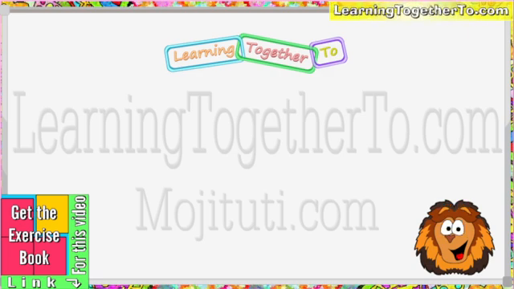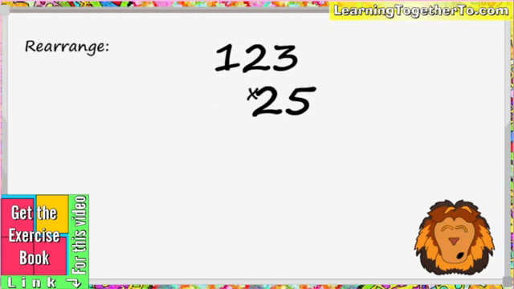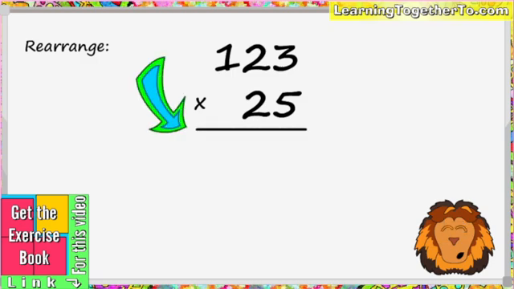Eric, let's find out what 123 times 25 is equal to. Eric, let's first rearrange the numbers. We might want to imagine a 0 in front of 25 in order to line it up correctly, but we don't need to write down the 0. Just remember to make sure that the columns are lined up. Eric, now we draw the line under the bottom number, and we keep the times sign.